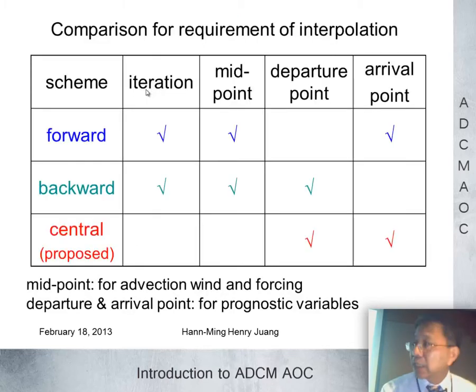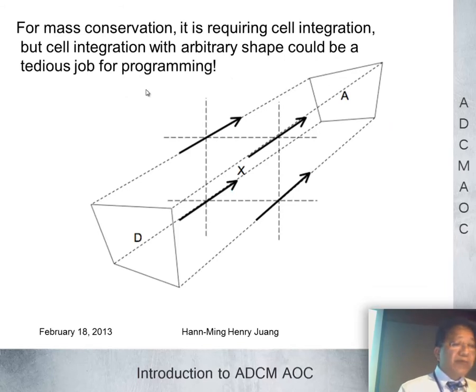And this is the comparison of which method is good or bad. Actually it is difficult to say. But for the central scheme, you don't need to do the iteration for the wind. Maybe accurate. But for the mass conservation sense, you need to do the same thing. You need to interpolate the shape from departure to arrival, and that shape is even odd in the arrival point. So the central scheme requires some attention.